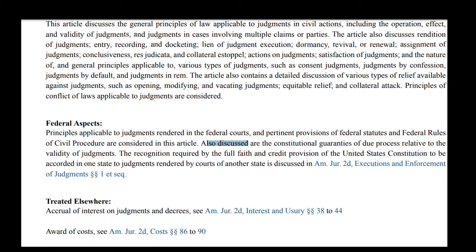Also discussed are the constitutional guarantees of due process relative to the validity of judgments, which we'll be getting over. The recognition required by the full faith and credit provision of the United States Constitution to be accorded in one state to judgments rendered by courts of another state is discussed. And that's in executions.